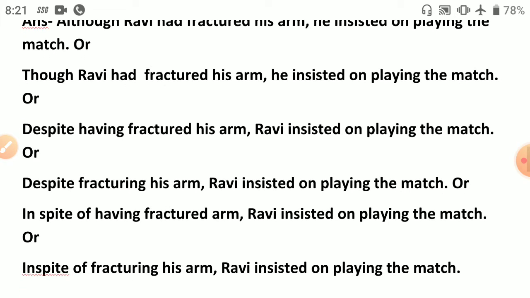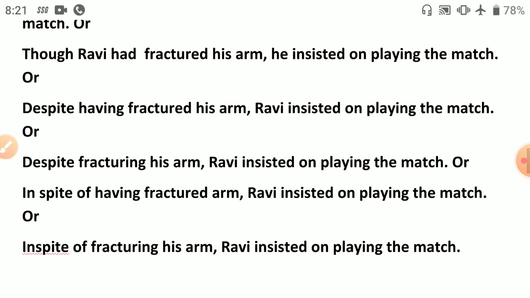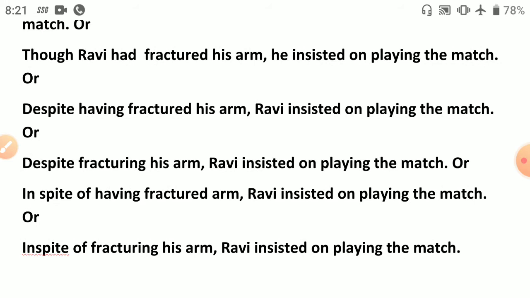You can also write despite having fractured, because despite is always followed by a participle. So we cannot write despite of, that is wrong. We always have to follow despite with the participle. Despite having fractured his arm, Ravi insisted on playing the match. You can also write like this, despite fracturing his arm, Ravi insisted on playing the match.